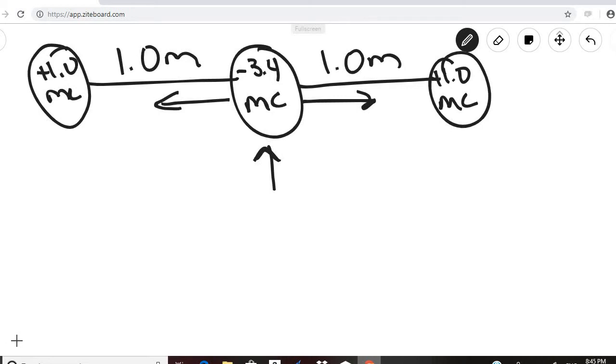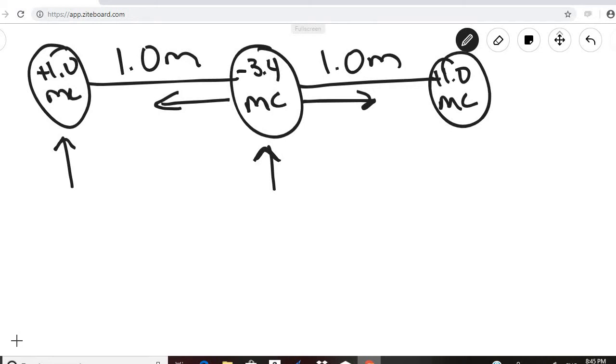However, the net force acting on the other charge is not going to be equal to 0, because this charge will be acted on by this and this, but those are different distances apart, because this is only 1 meter apart, but these two would be 2 meters apart. So they will not cancel each other out because they are different distances apart.